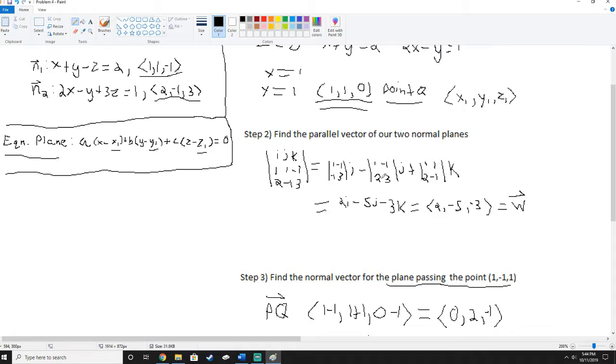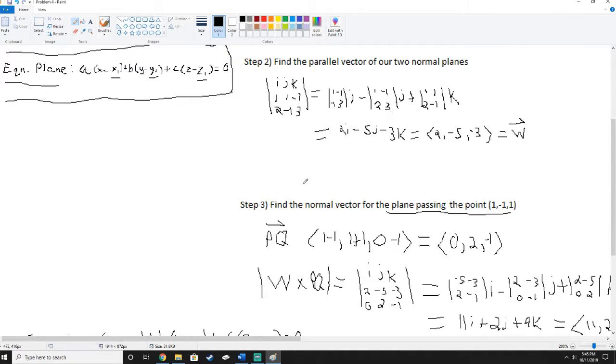And then we're going to go straight to our j component, which is 3 times 1 subtracted by negative 2, or in this case, 3 plus 2. So we should come out with negative 5j. And for our k component, we'll have negative 1 times 1, which is negative 1, subtracted by 2 times 1, or in this case 2. So we should come out with negative 3k. And from here, we should get our vector coordinates (2, -5, -3). And this parallel vector of our two normal planes we'll just call vector W.